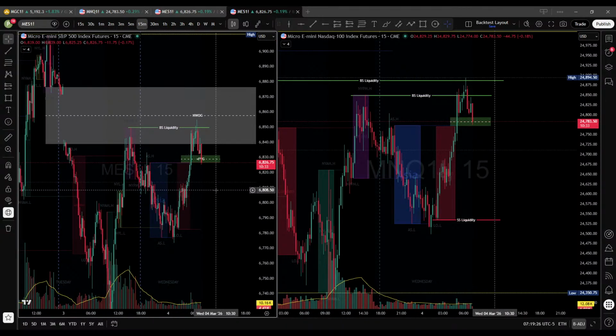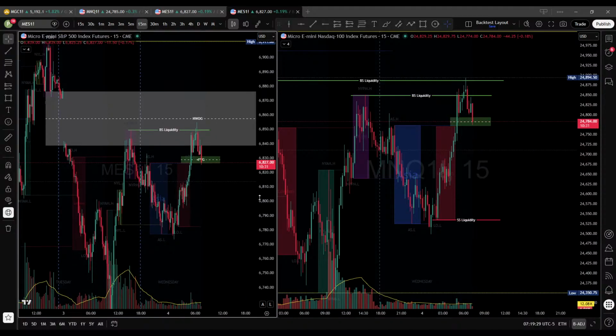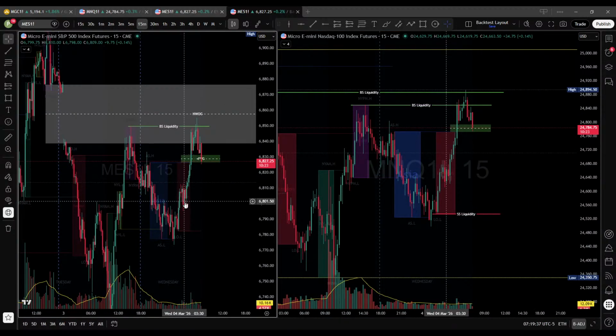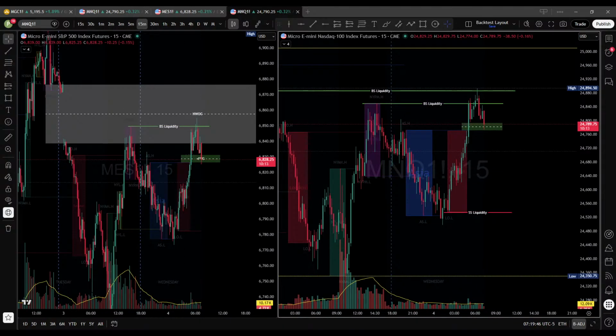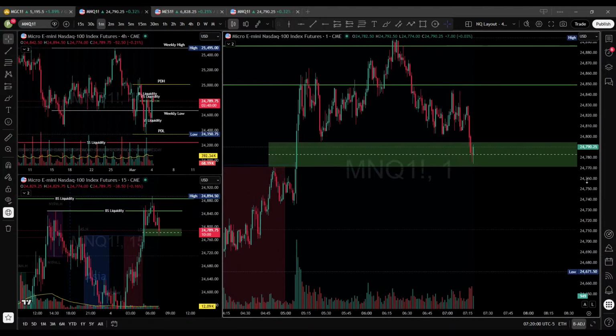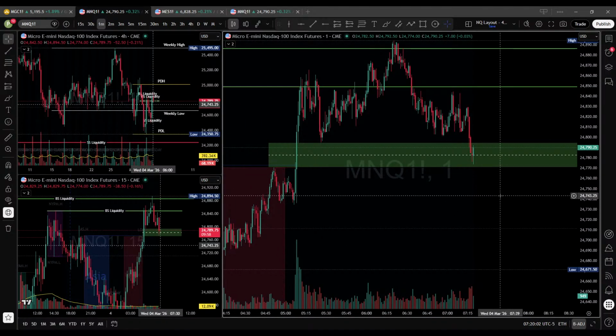Okay, I think S&P is way much weaker. If we are looking for longs, then we should be looking for NQ. But if you're looking for shorts, then we should be looking for S&P. The price is currently in the 15-minute fair value gap. I want you guys to switch to 30-second or 1 minute time frame. Yeah, this is the level that I'm looking for.